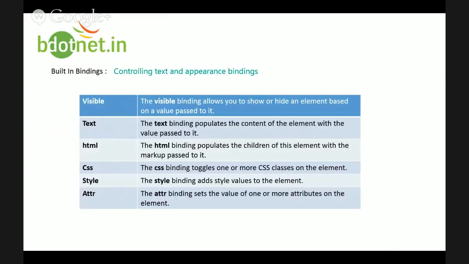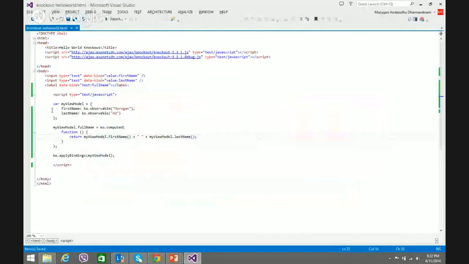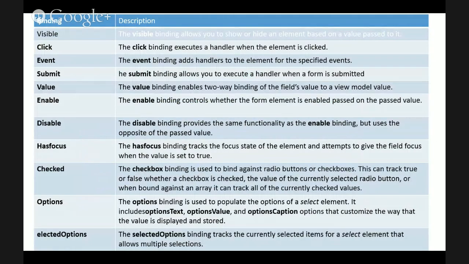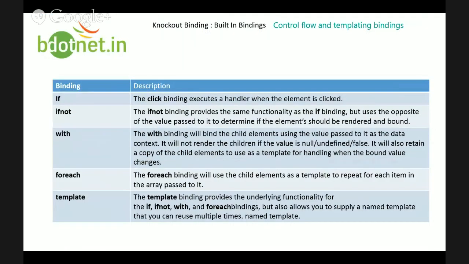Now let's look at the different built-in bindings that are available. As you can see here, we have used text and value. Now there are other bindings available, such as HTML, if you want to display HTML. Generally, if you just display HTML as text, you can see that the HTML tags are also visible. Style, attribute, and different bindings that are available are events, that is click event, submit, value, enable, disable, has focus, checked, options.